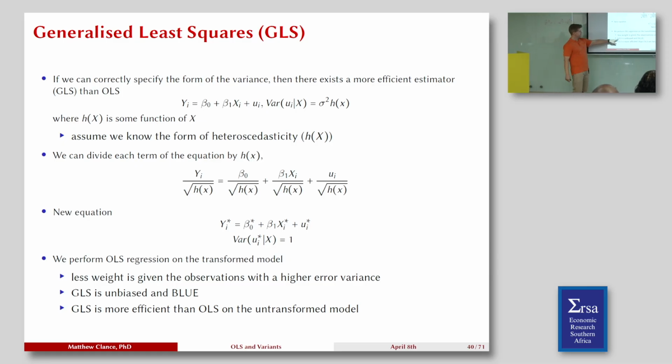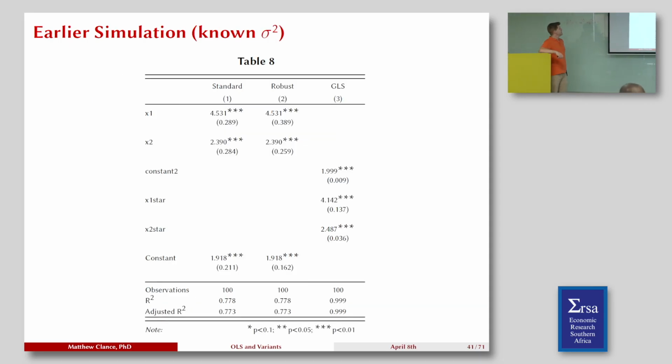In this case, if we run this GLS, basically to be unbiased and BLUE, as long as we're correct with what we're doing, and basically to be more efficient than OLS on the untransformed model. Okay. So same regression that we did before. These two are exactly what we did before, but this last column now is that reweighted model. Now it's going to be a little bit exaggerated because I know what it was, so I perfectly divided through by what I was supposed to divide through.